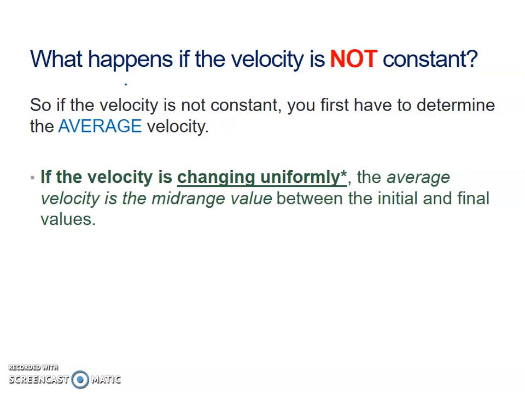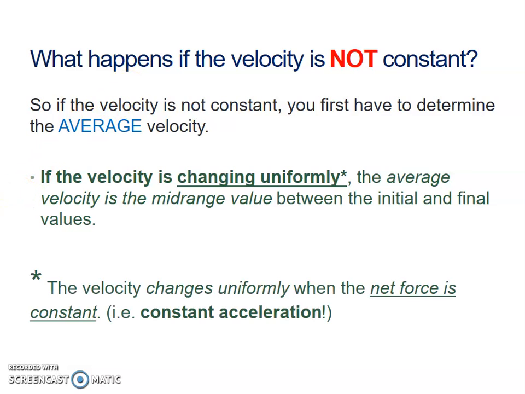So in other words, if you had a car that was increasing in speed from 40 miles an hour to 60 miles an hour uniformly, without some kind of a herky-jerky change in the gears, that means the average velocity would be halfway between 40 and 60. It would be 50 miles an hour for those however many seconds it took to go from 40 to 60. So when the velocity changes uniformly, that means that the net force is constant. And that's what we call constant acceleration.